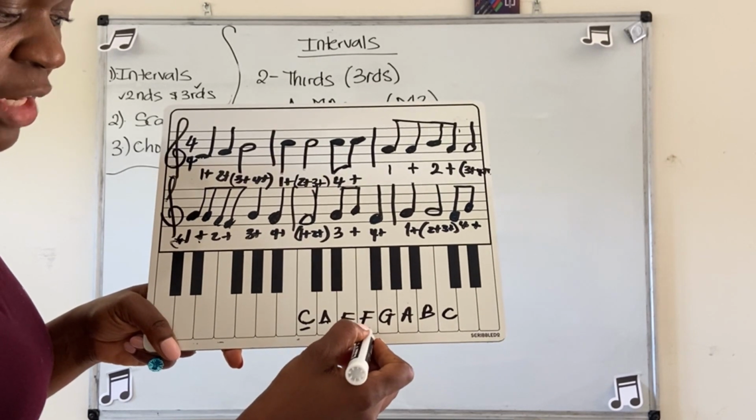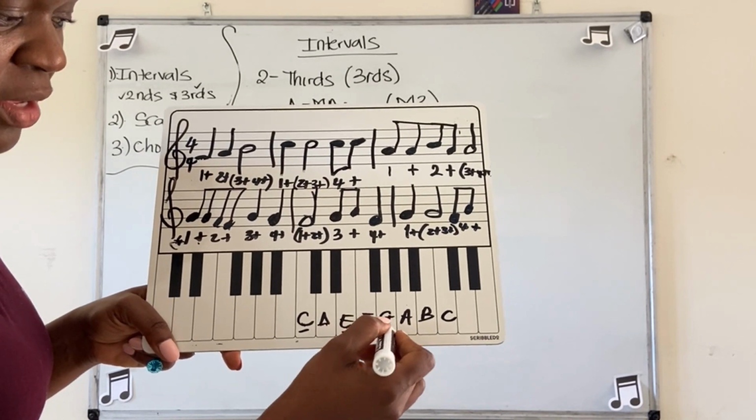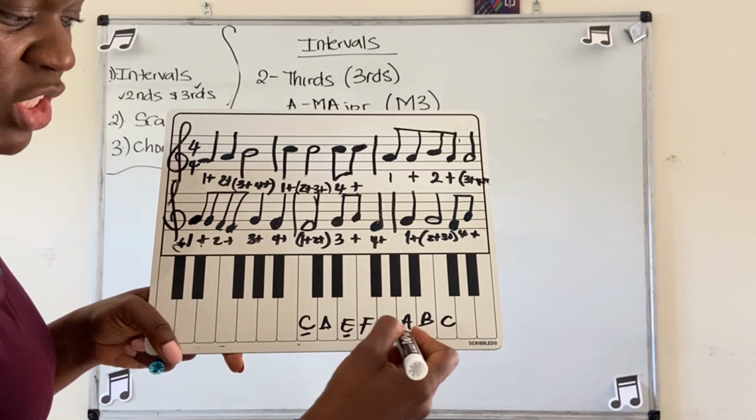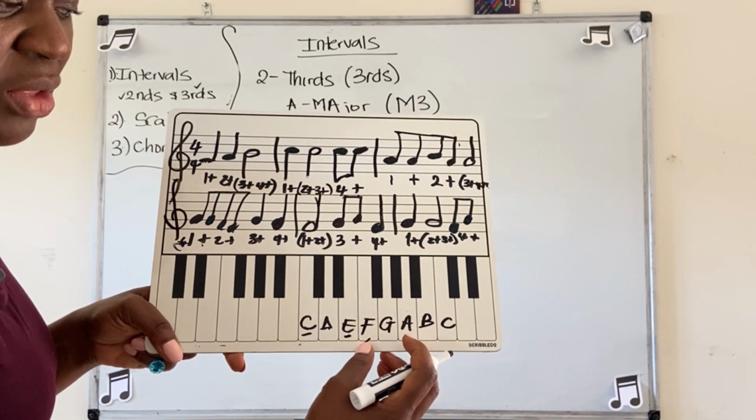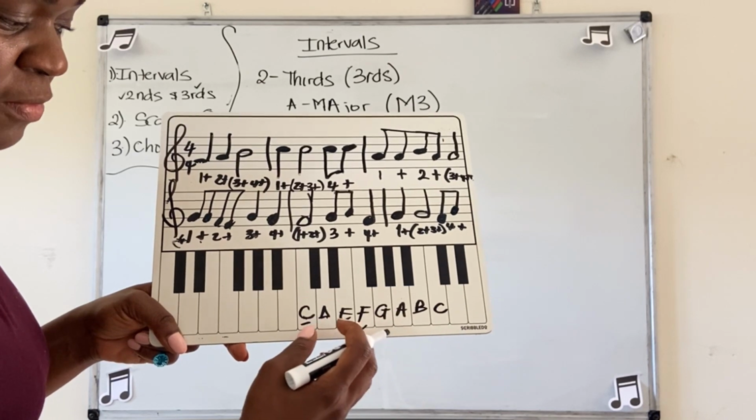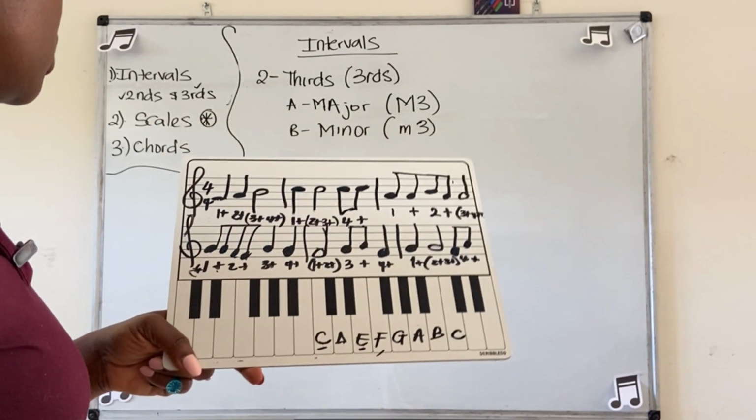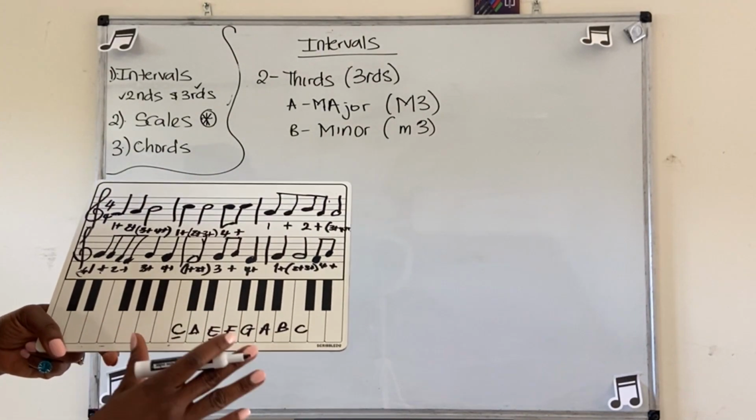The same thing, if you start from F, a third upwards is going to be F, G, A. It's going to be F, A. The distance is a third. Lower, F, E, D. That's going to be a third. So that's what thirds are about in the piano.